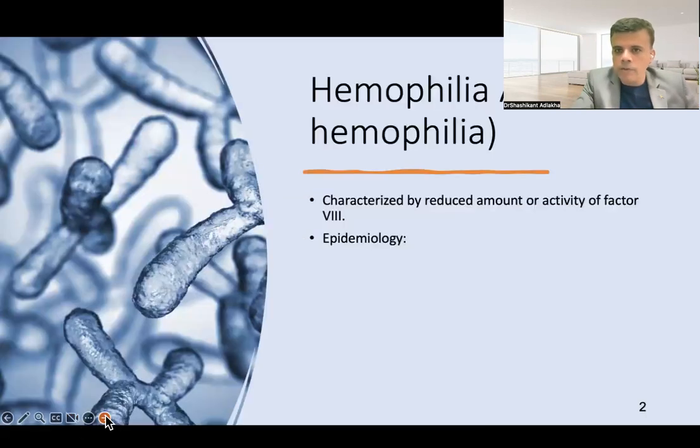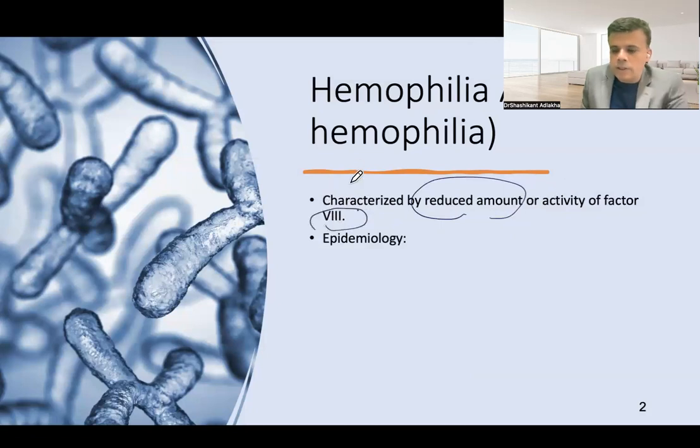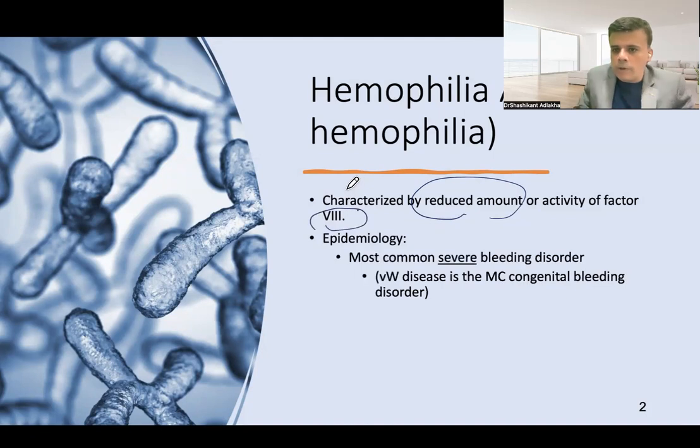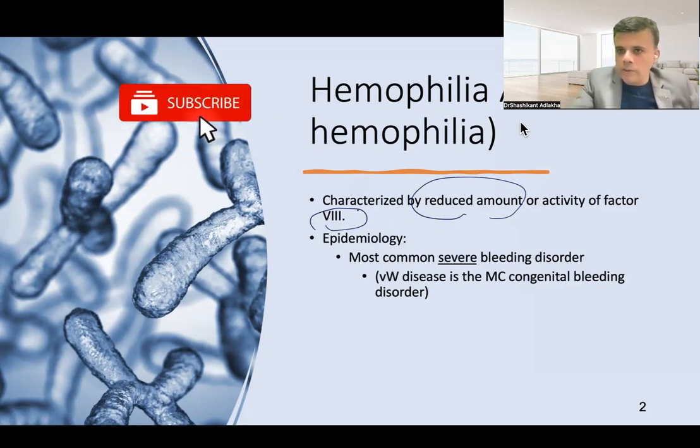There are different types of hemophilia, and the most common type is hemophilia A, which accounts for almost 80% of hemophilias. Here there is a reduced amount or activity of factor 8. So factor 8 deficiency is there, and it is one of the commonest disorders. Apart from von Willebrand disease, which is a very common bleeding disorder, this also is a very common disorder. Here a specific reduced factor 8 level or activity is seen.